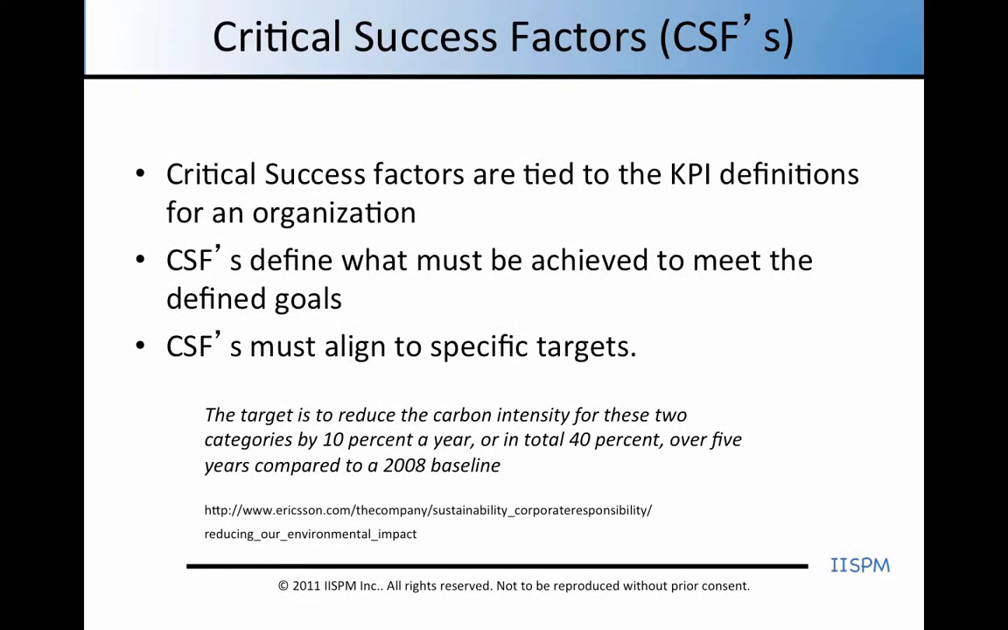As you define your KPIs, you'll also be defining the critical success factors that are tied to these KPIs. And these CSFs define what must be achieved.